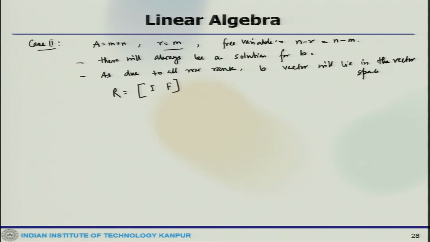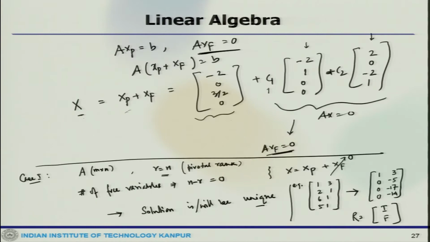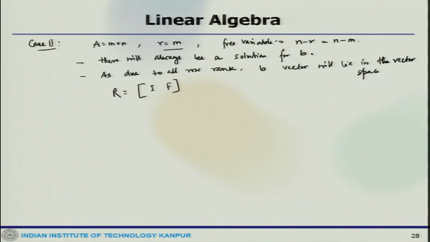So, in the previous one, case 1, we have taken complete column rank or the pivotal rank, and the next case is the row rank. Now, you can have a condition where m by n and your rank is m equals n, which means this is a square matrix.